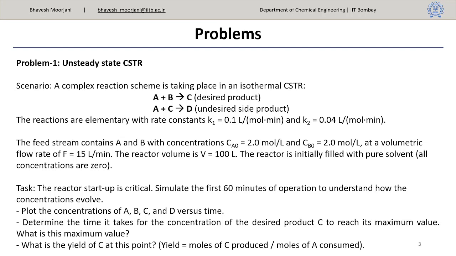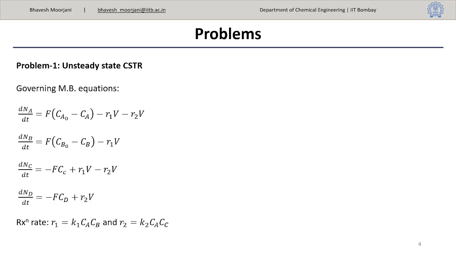Now for the unsteady state CSTR, if you recall the previous lectures, the first step, once you understand the problem, is to model that problem through our fundamental equations, right? So if you do the mass balance across the CSTR, since we have four components, we will have four component mass balances, and this is how the component mass balances look.